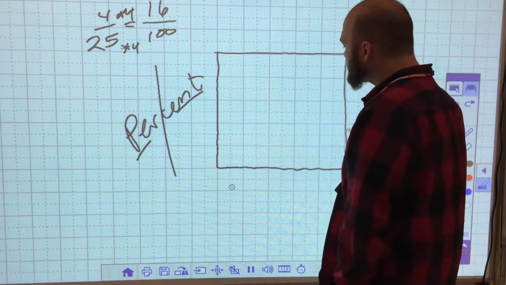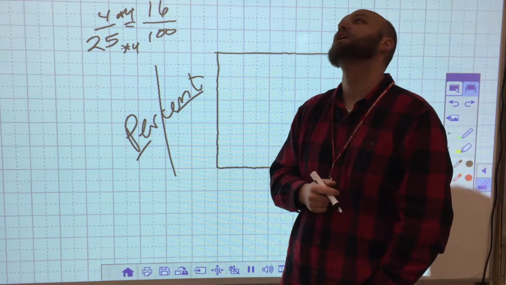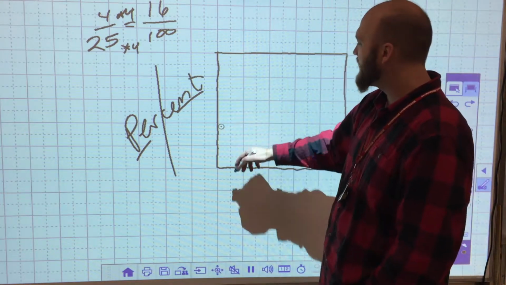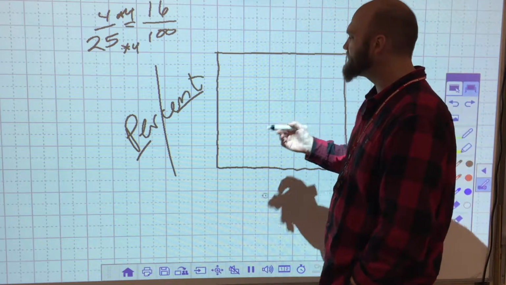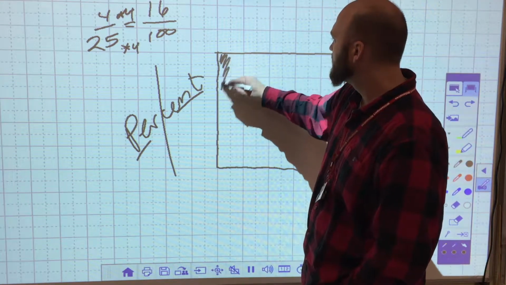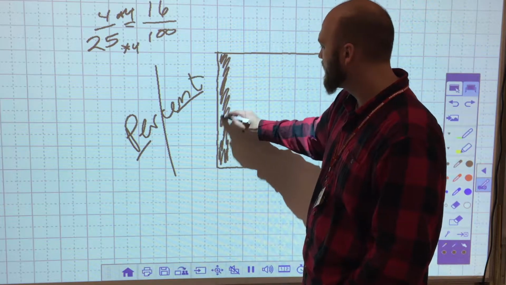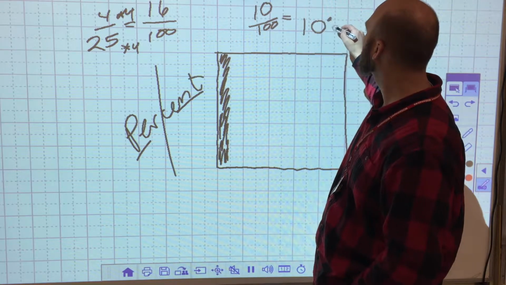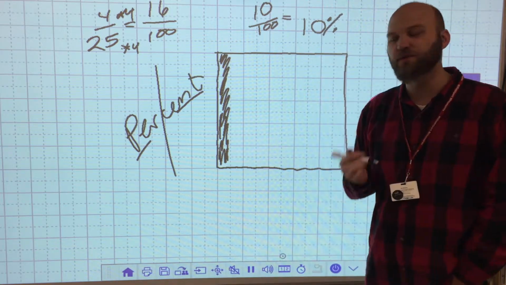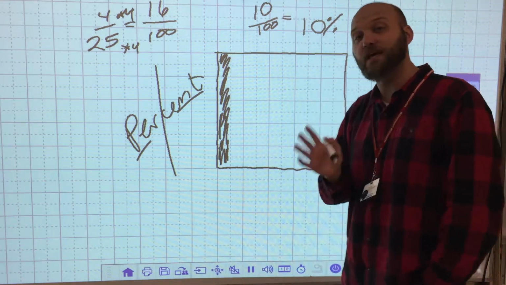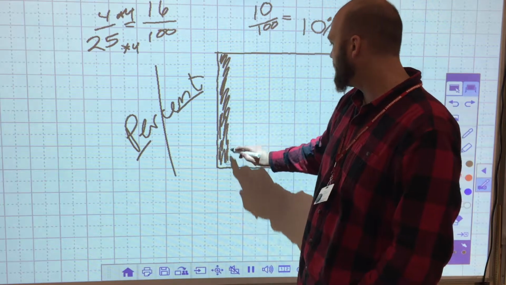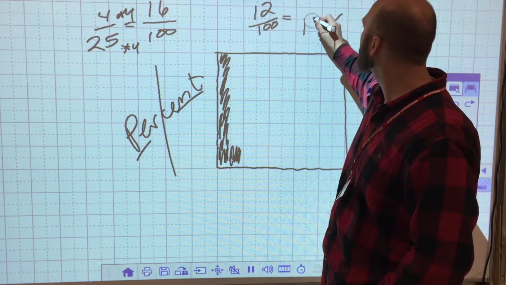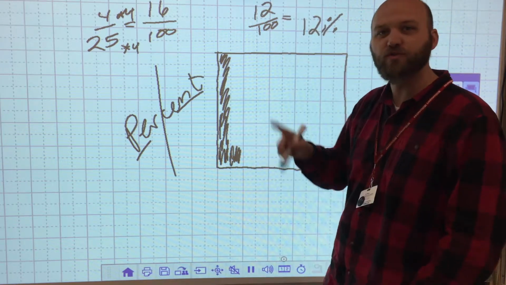So what I've done here is I've quarantined off 100 blocks. And out of this, I have a 10 by 10 square. If I take this and I fill in 10 blocks, I filled in 10 out of 100, which is equal to 10%. So that's all I have to do. I'm looking at 100 or a percent, and I'm taking that number out of 100. So if I added 2 more, well, now instead of 10%, I get 12%. 12 out of 100, 12%.